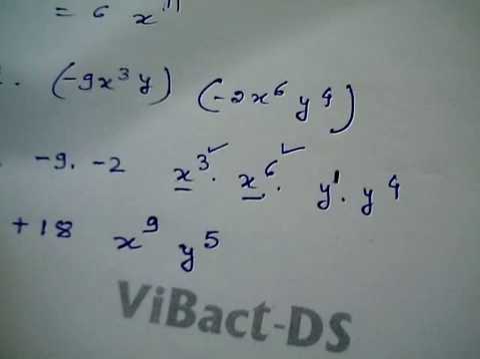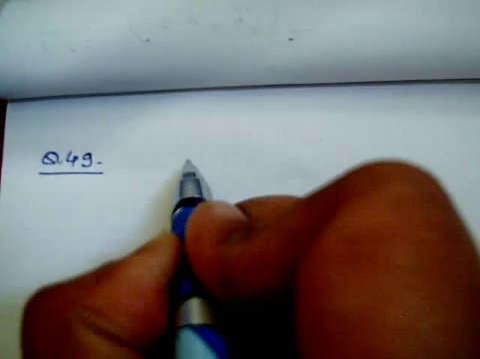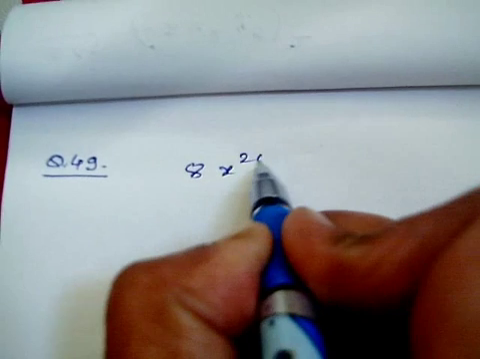Now I am going to do question number 49. It's not that difficult. Question number 49 is 8x to the power 20 upon 2x to the power 4. What I can do over here is simplification. By this number we can simplify: 8 divided by 2 is 4.